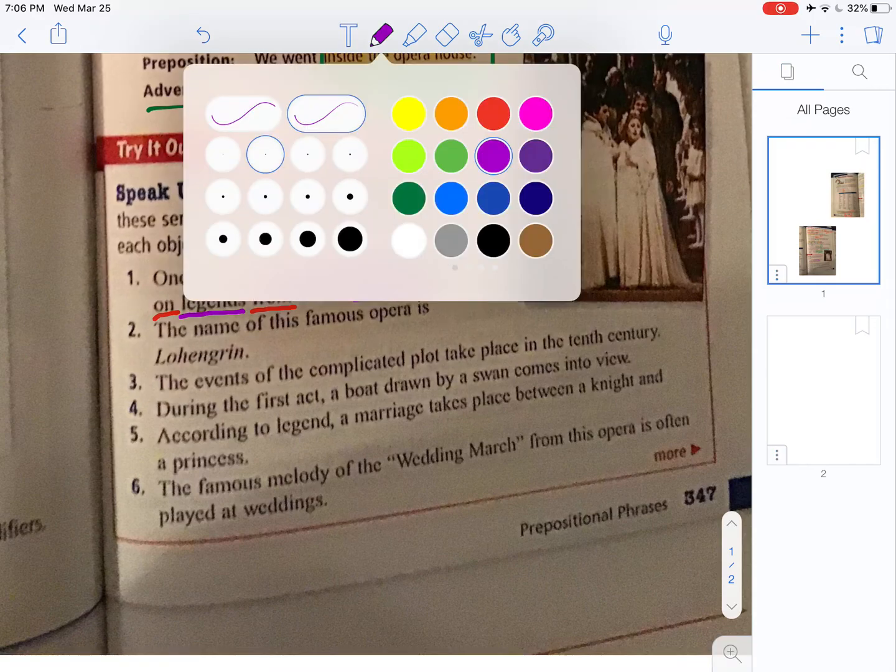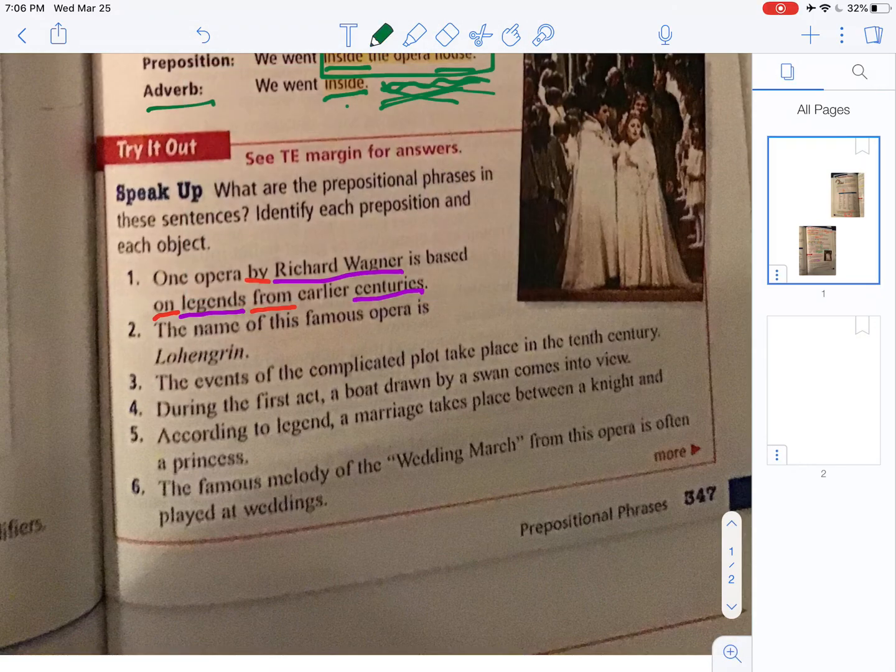Now all I have to do is then box the whole thing in from the start to the end, and those are my prepositional phrases. So my first prepositional phrase is by Richard Wagner. My second one is on legends, and my third one is from earlier centuries.